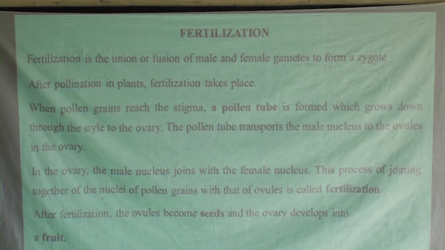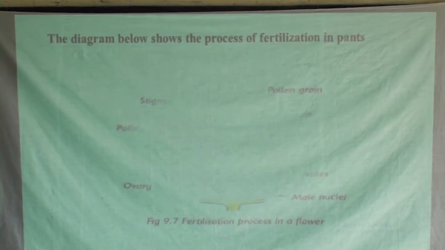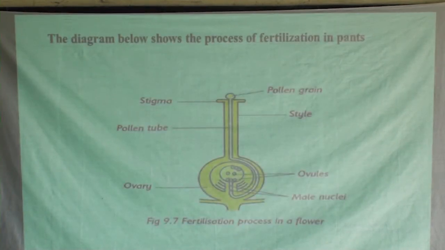Looking at a diagram, we can get a clear view of the process of fertilization within a plant. This is the pistil, the female part of a flower, which we looked at last time. On the female flower, we have the stigma, which receives pollen grains. Pollen grains are transferred from the anther, the male part of the flower, to the stigma. Once pollen grains land on the stigma, they form a pollen tube, which transports the male sex cells, the nuclei, to the ovary.